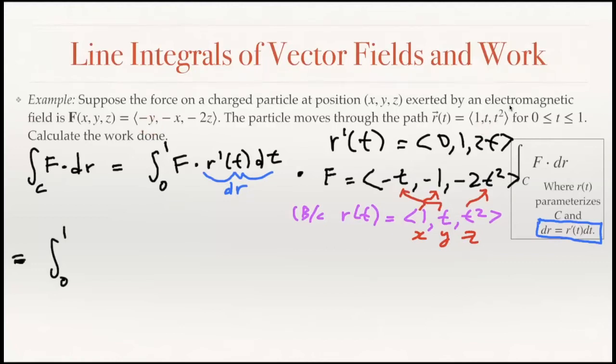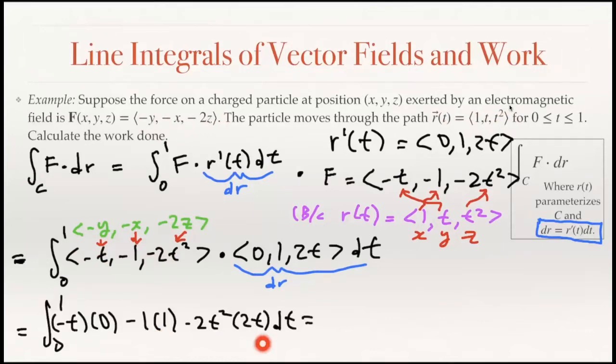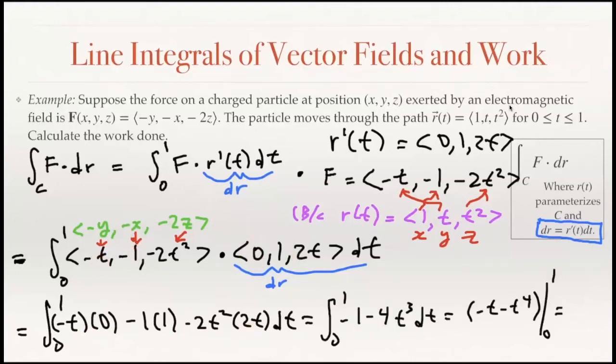Okay, so our path integral is the integral of (-t, -1, -2t²) dot (0, 1, 2t) dt between 0 and 1. And to be clear, this is our F of x, y, z from here, and we're substituting our x, y, and z from our path there. So now we compute this dot product, writing it out manually. We take the sum of the products of the components. We have the integral of -1 - 4t³.